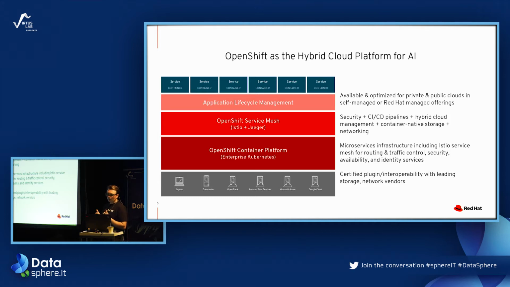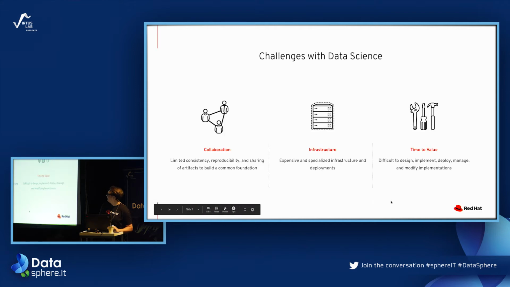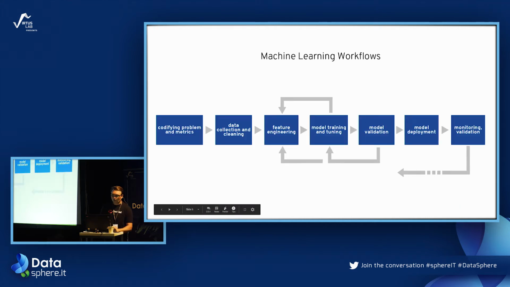Great. So now that we have a reference for what OpenShift is, I want to talk a little bit about data scientists and what they actually do. So it's the end of the DataSphere conference here, and I'm sure you've all seen some version of this graph a few times already. But I just want to give you a high-level idea of what the data scientist workflow looks like.